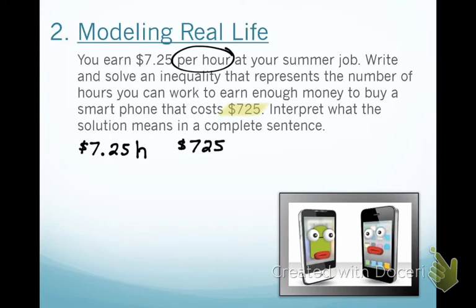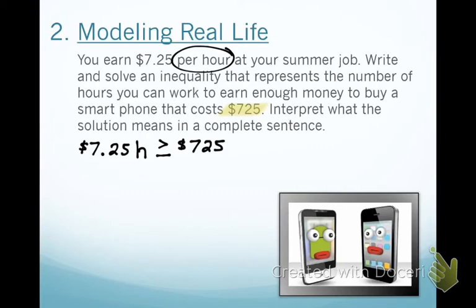If you were to earn exactly $725, could you buy the phone? Yes. So it could equal. So I'm going to put a little line for the equal to. If I earned less than $725, could I buy the phone? No. If I earned more than, could I buy the phone? Yes. You just have some extra to go out to lunch or buy a candy bar or something, okay? So you have to have a greater amount than $725. So that's why our symbol is going to be greater than or equal to.